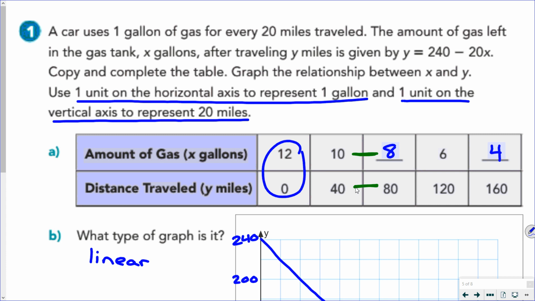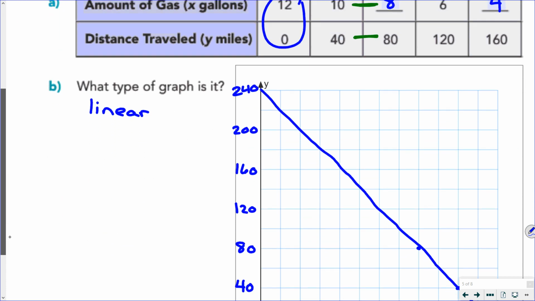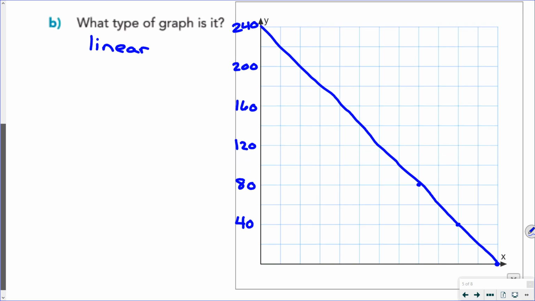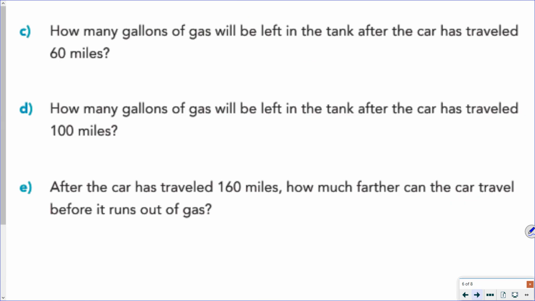60 is halfway between 40 and 80, which means it'd be halfway between 8 and 10. Or we could use our graph, where we know that 60 is here. So we could come across, here's where it hits, and then we can come down here. So either way we do it, we know that there would be 9 gallons.